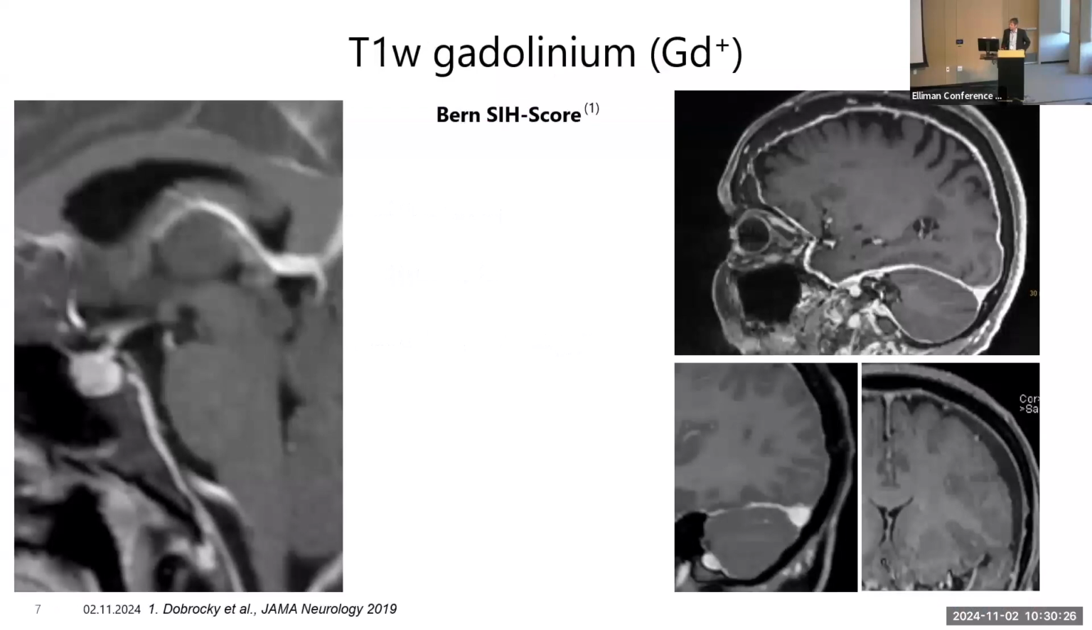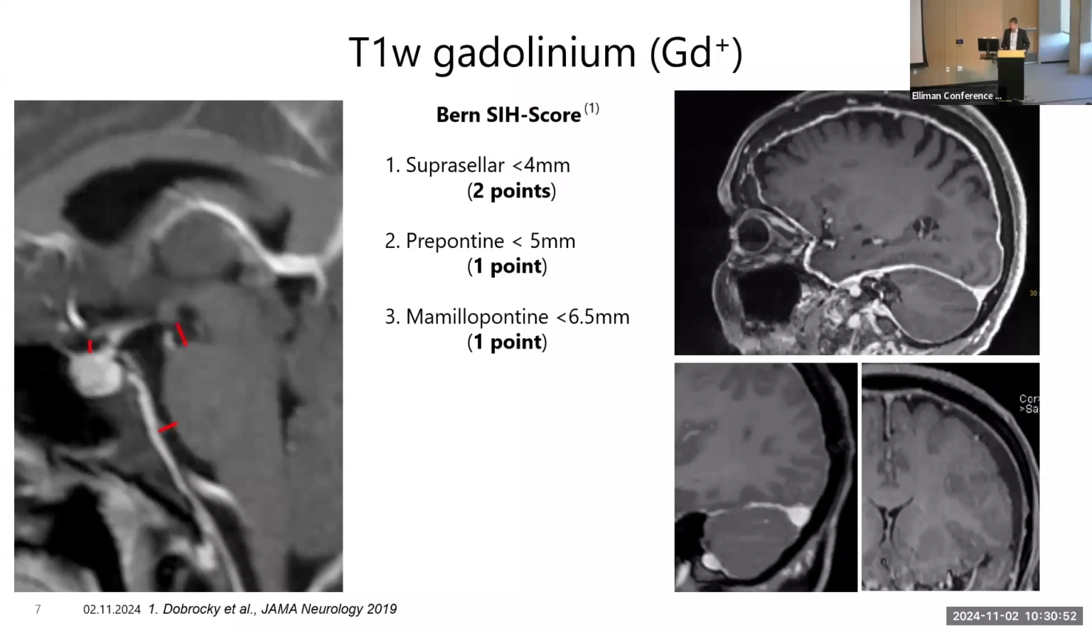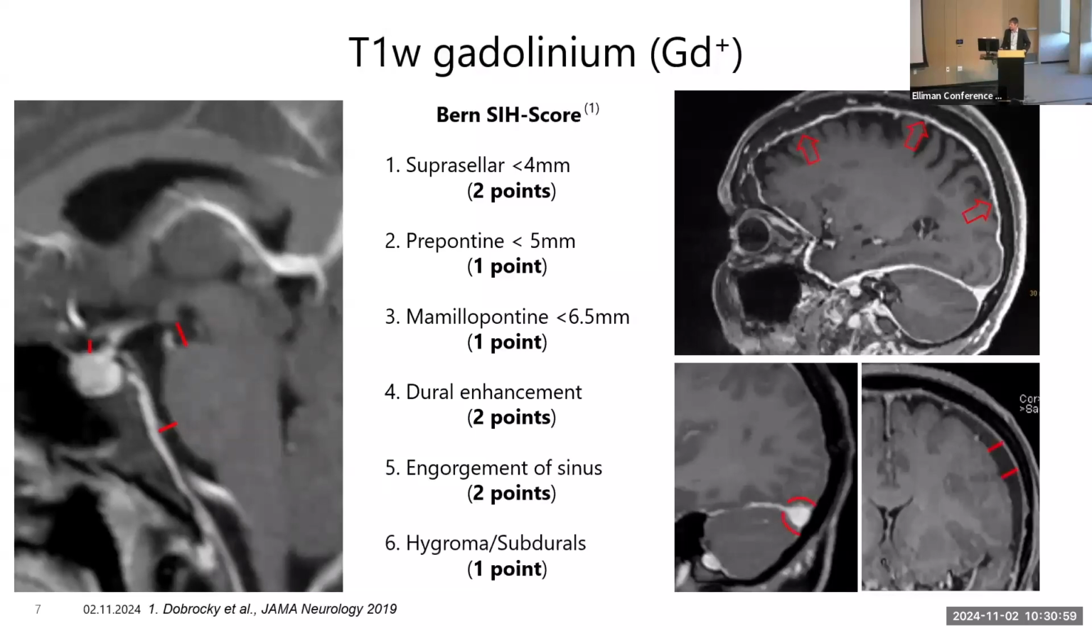The T1 gadolinium sequence with contrast is probably the most important sequence of the head because we see a lot of anatomical detail and we see the enhancement of the dura, and we use it every day to calculate the SIH Bern score. So we look at the suprasellar distance, the prepontine distance, the mammillopontine distance, we look out for the enhancement of the dura, the engorgement of the sinus, and we look for hygromas or subdural hematomas.